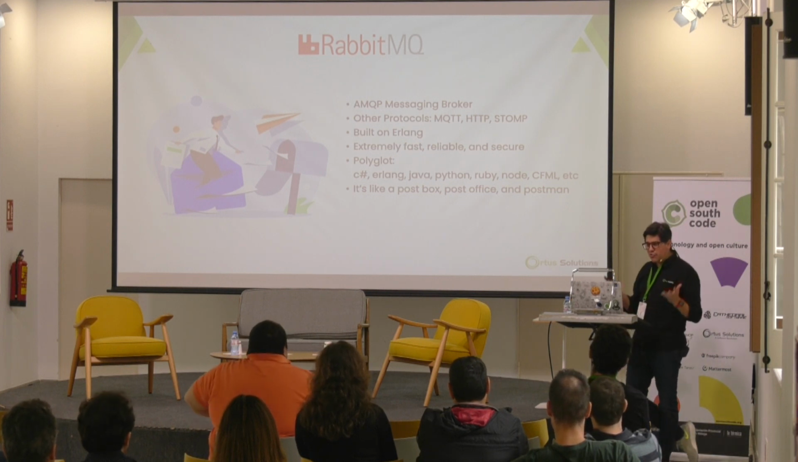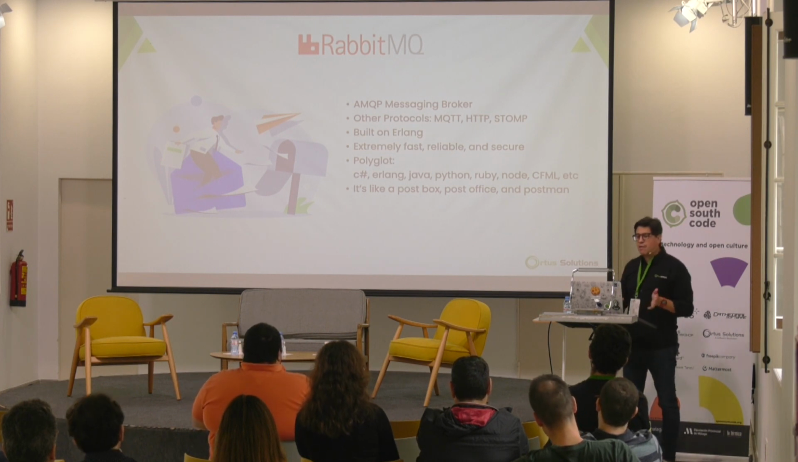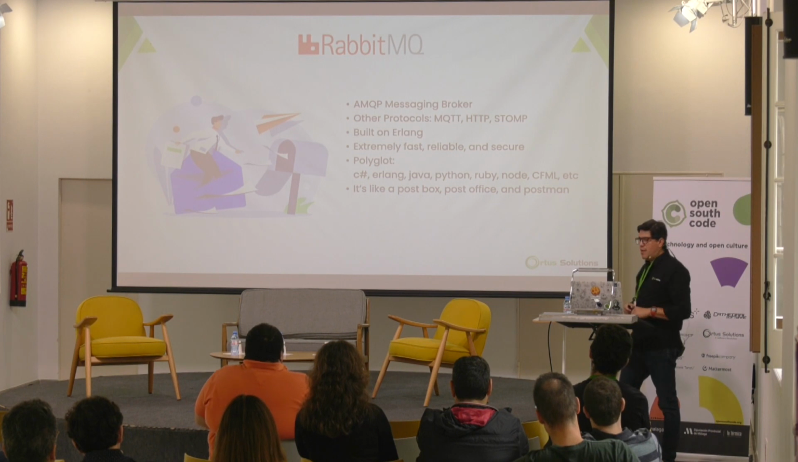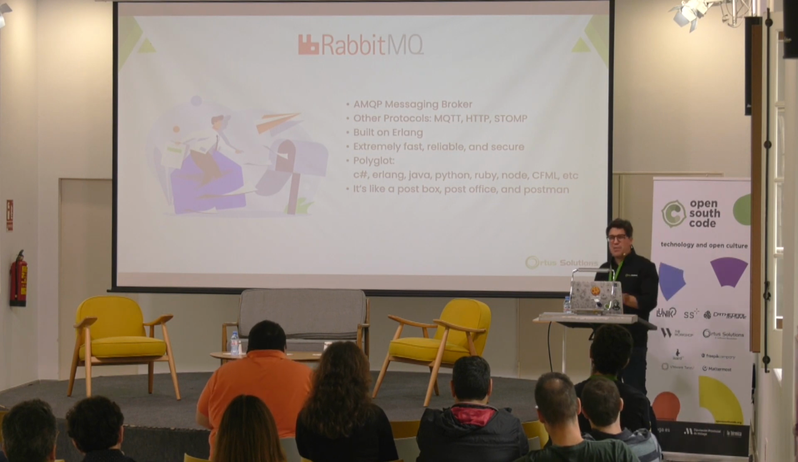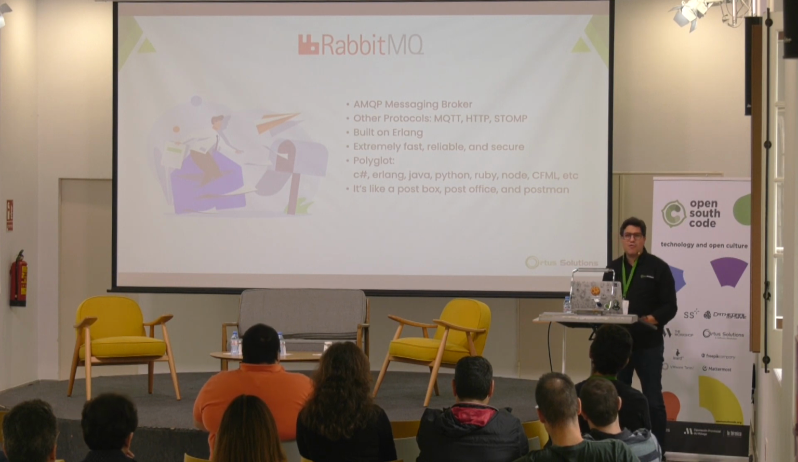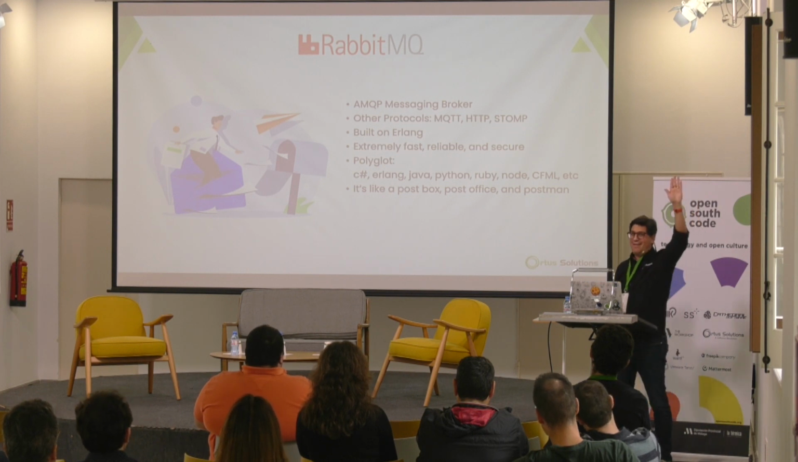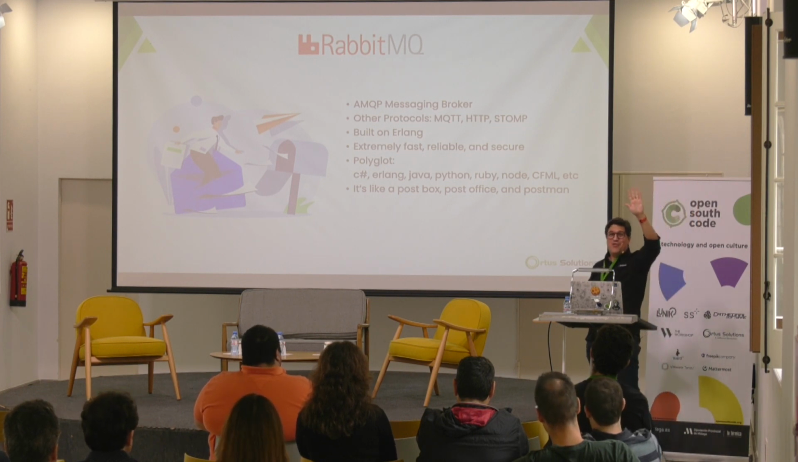So Rabbit, what is Rabbit? Rabbit is an AMQP implementation broker, but it can talk other protocols: MQTT, HTTP, every TTP that you hear, it implements it. And STOMP, of course, that we know now is WebSockets. It's built on Erlang. Who here has programmed in Erlang? Nobody? You should check it out.